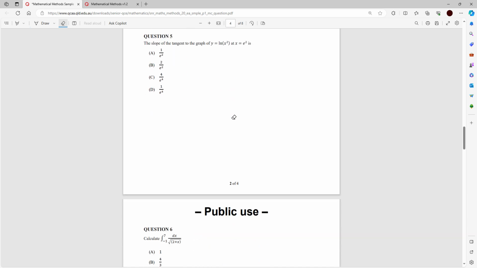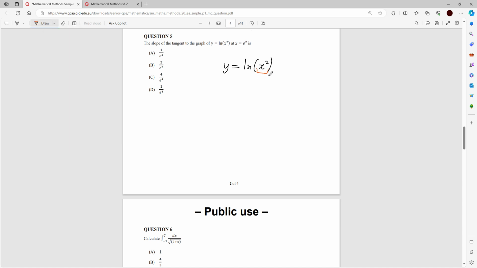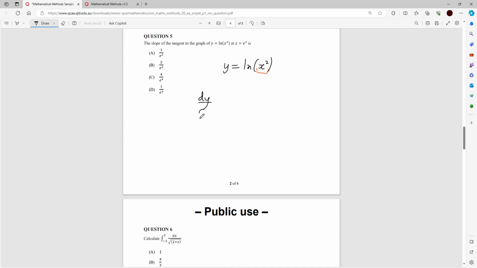So the slope of the tangent to the graph y equals natural log of x squared at x equals e squared is. Okay, so first of all, we need to differentiate our function here. So I'm looking at this and I'm thinking chain rule because I have an inside function which is my x squared term here. Okay, so differentiating the outside, if I differentiate natural log, it's going to be 1 over that function, so x squared. Multiply by the differential of the inside function, bring that 2 down the front, subtract 1 from the 2, you're going to get 2x, okay?